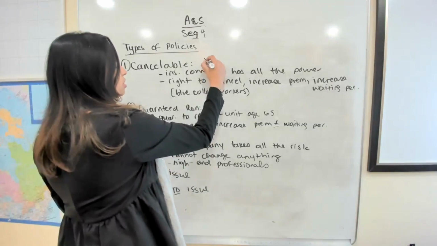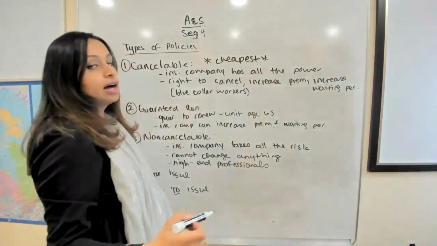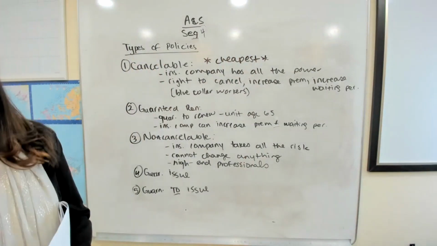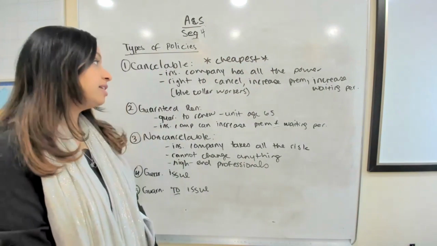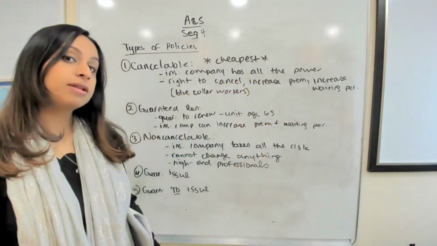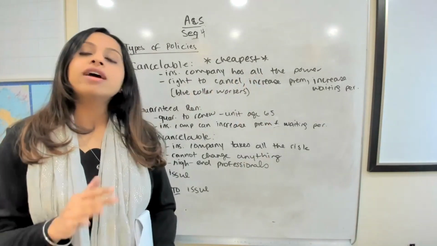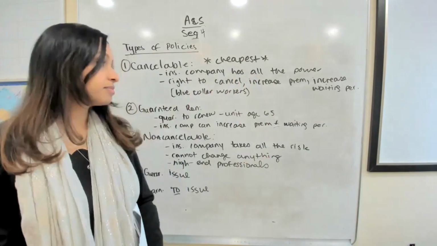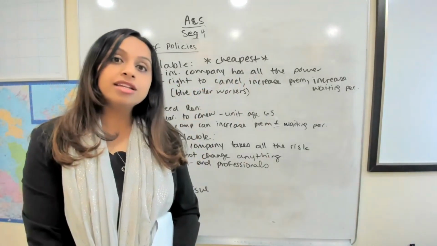All right, so cancelable is the first type of policy that someone can have. And this is the cheapest type of policy cost-wise, and you'll see exactly why it's so cheap. So here, with the cancelable policy, the insurance company has all the power. What do we mean by that? That means that they have all the rights to do whatever they want with that policy. They have the right to cancel without any sort of reason.